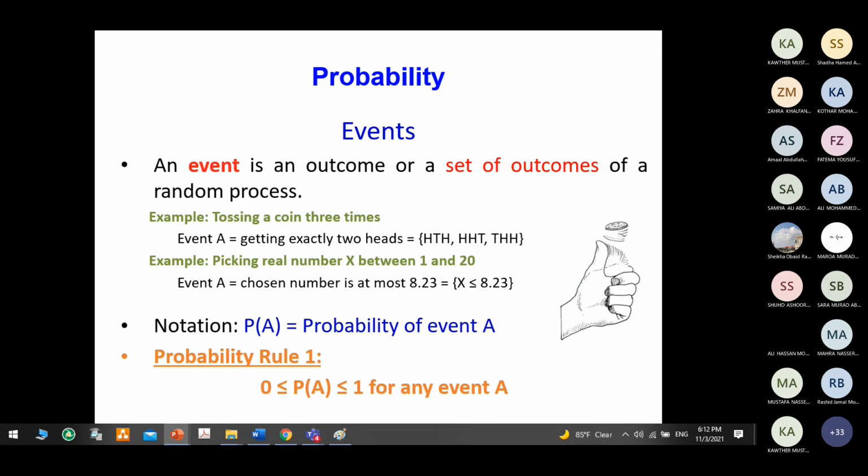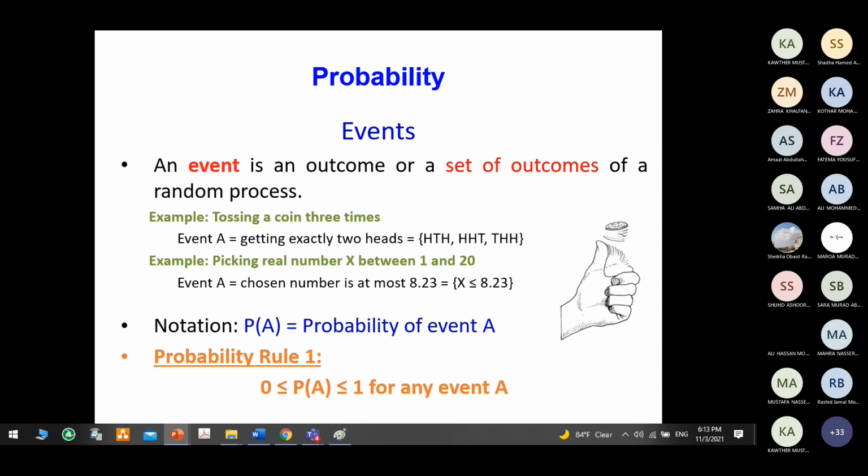Another example: picking a real number x from 1 to 20. Any number between 1 and 20 is within this experiment. I define an event coming from this experiment to be choosing a number at most 8.23. It means x is supposed to be less than or equal to 8.23, the highest value. This is my event. See how we write it. We write it between two brackets in this way: x less than or equal to the number.